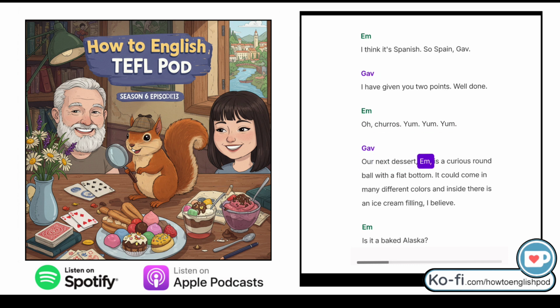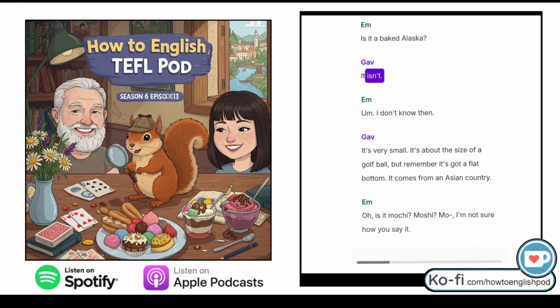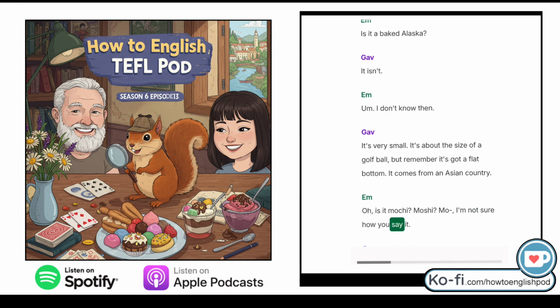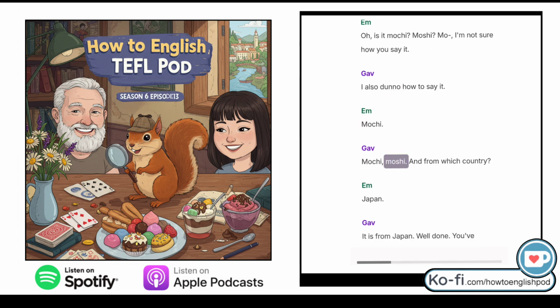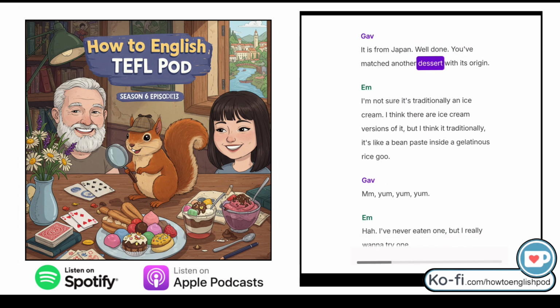Our next dessert, Em, is a curious round ball with a flat bottom. It could come in many different colours, and inside there is an ice cream filling, I believe. Is it a baked Alaska? It isn't. I don't know then. It's very small. It's about the size of a golf ball. But remember, it's got a flat bottom. It comes from an Asian country. Oh, is it mochi? I'm not sure how you say it. I also don't know how to say it. Mochi, mochi. And from which country? Japan. It is from Japan. Well done. You've matched another dessert with its origin.